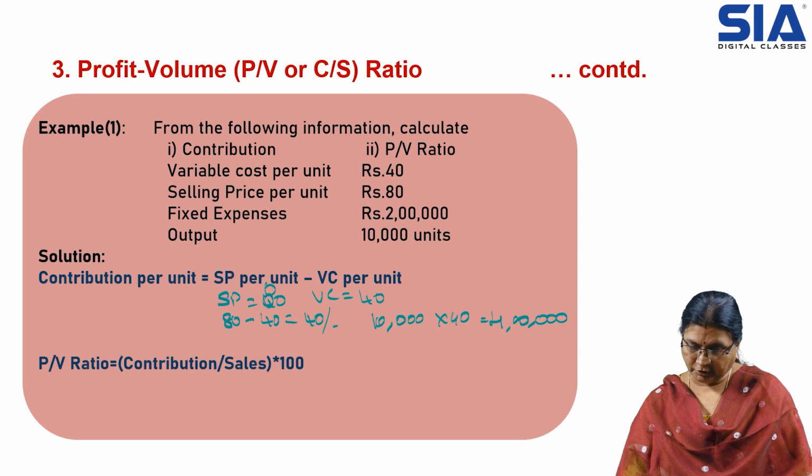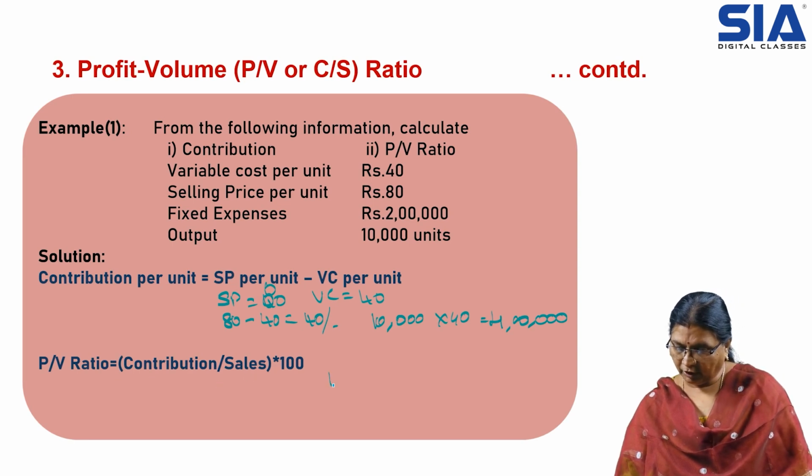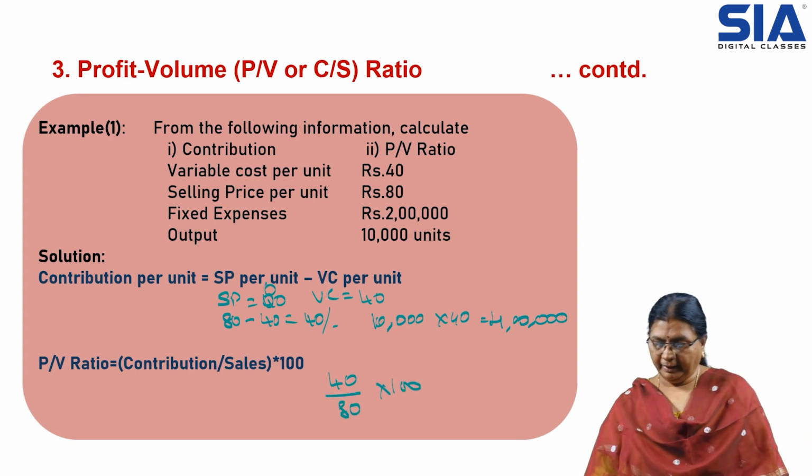Then coming to PV ratio, contribution by sales. Contribution is 40 rupees, then sales is 80 rupees into 100. Accordingly, we will be getting it.